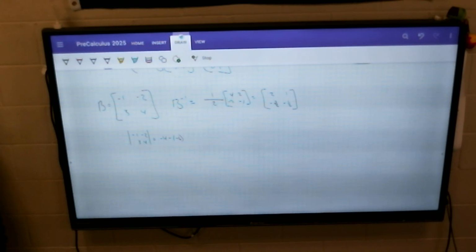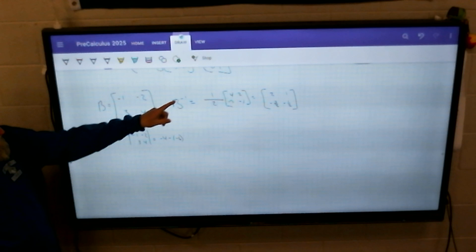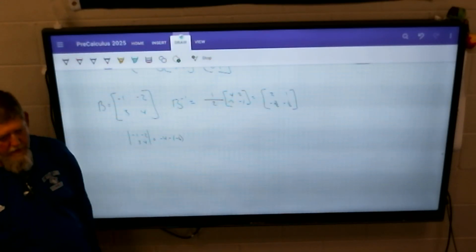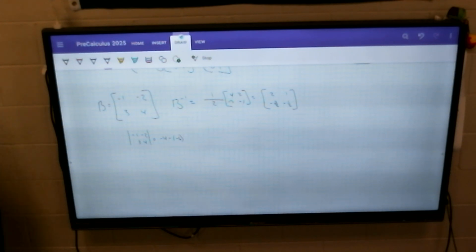So we find the determinant the normal way before we flip it, and then we flip it. 1 divided by the determinant, and then you do your little scramble. This is so easy. That's easy. Did you get that one on your own? No problems? No questions? You good?